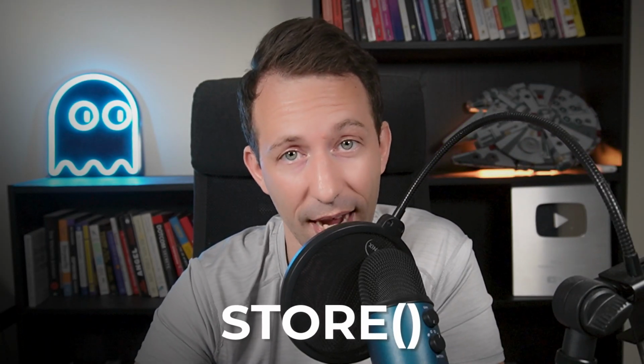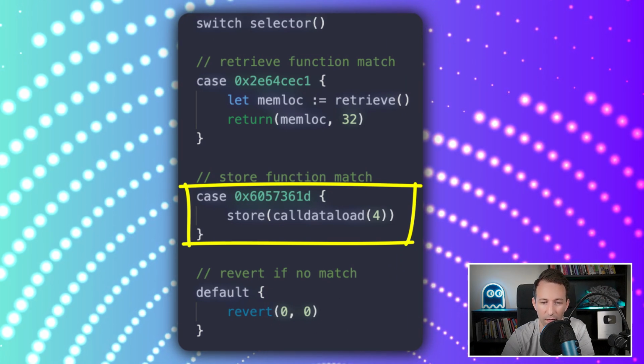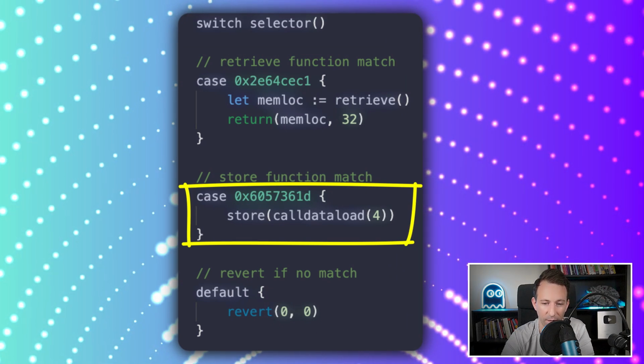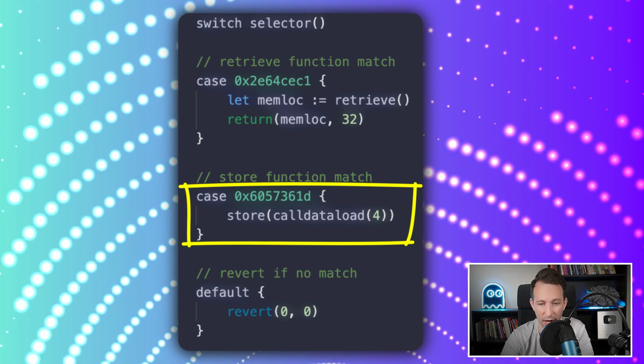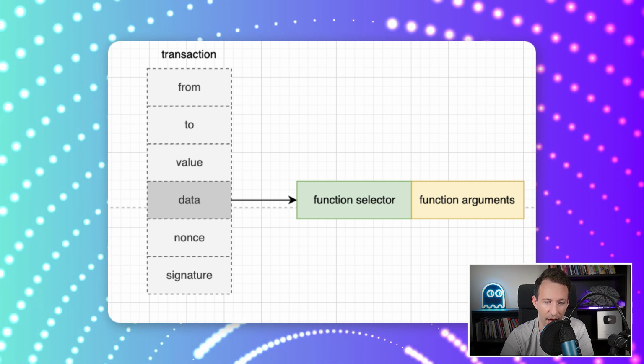Okay, we are almost done. We just have one last function. Store, the function to update our variable. We only need to get the argument and pass it to the store function. And we will read this from the data field coming from the transaction. So in Solidity, the convention is to put first the function selector for the first 4 bytes and after the arguments of the function. But this is just a convention and the EVM doesn't care at all. But we're gonna keep this convention.